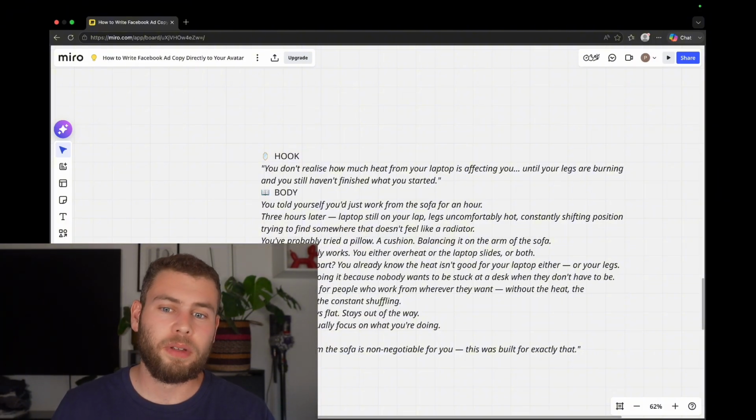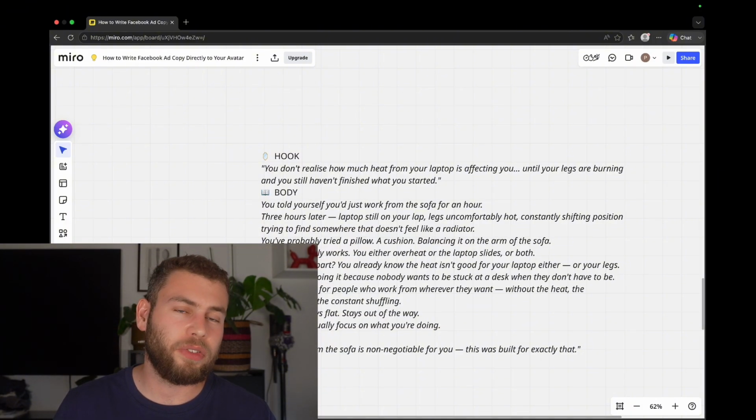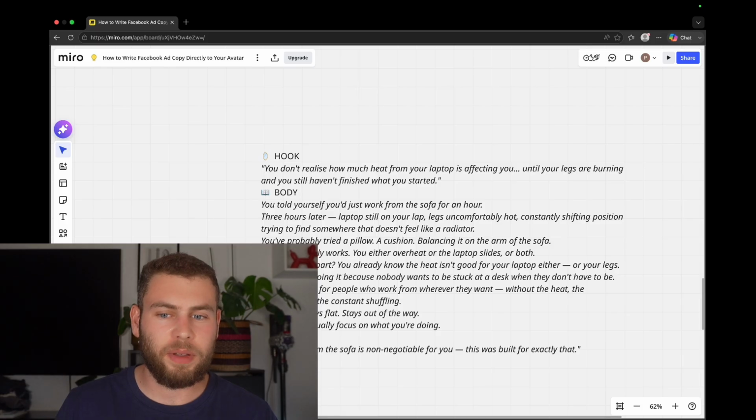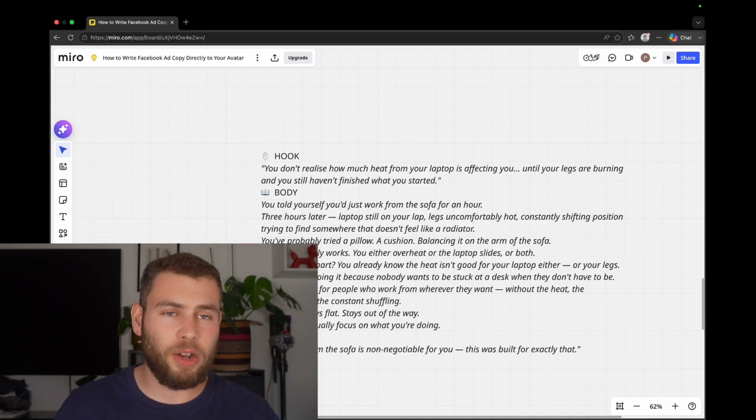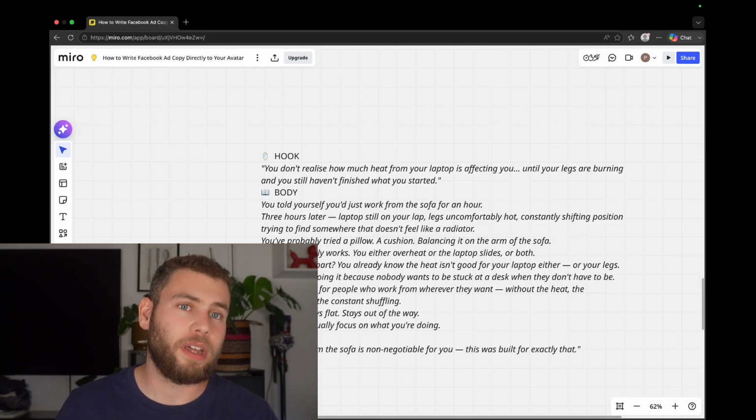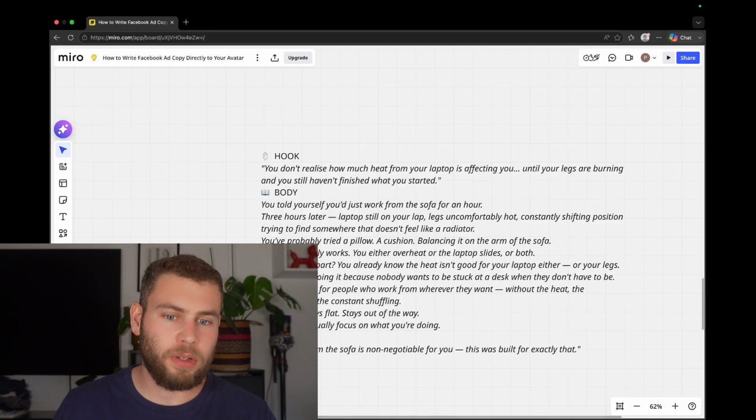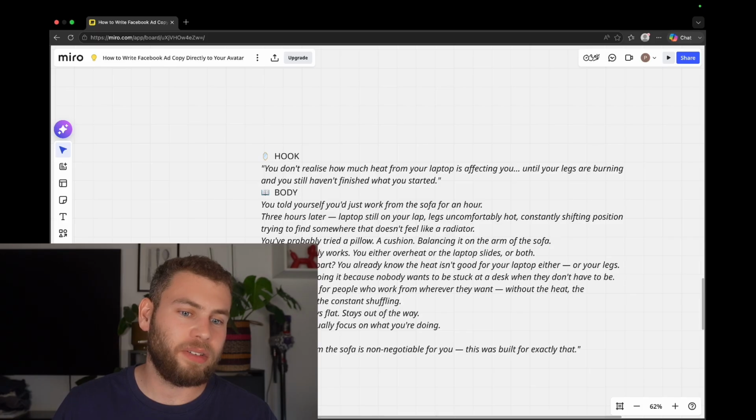The body of the copy then is: you told yourself that you'd just work from the sofa for an hour. 3 hours later, laptop still on your lap, legs uncomfortably hot, constantly shifting position, trying to find somewhere that doesn't feel like a radiator. You've probably tried a pillow, a cushion, balancing it on the arm of the sofa. Nothing actually worked. And what you can see here, these are relatable situations that someone who is working from home, maybe on their laptop at nighttime, is going to experience with an overheated computer, and therefore they're going to be able to relate to this in the copy, and therefore they're going to continue reading on. Nothing actually works. You either overheat or the laptop slides. And the worst part, you already know the heat isn't good for your laptop either.